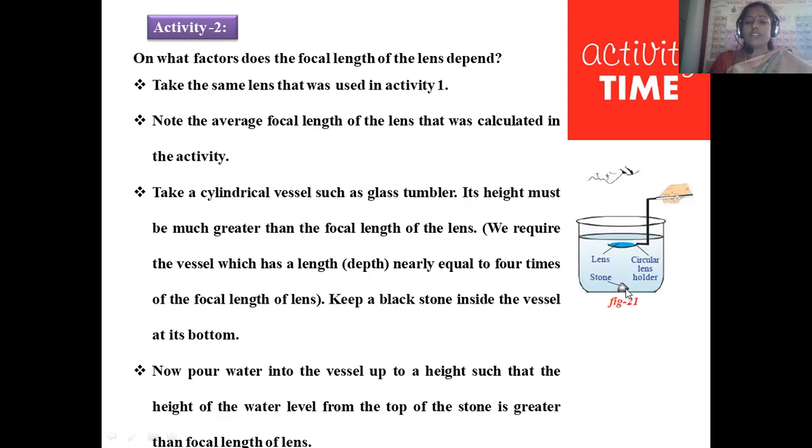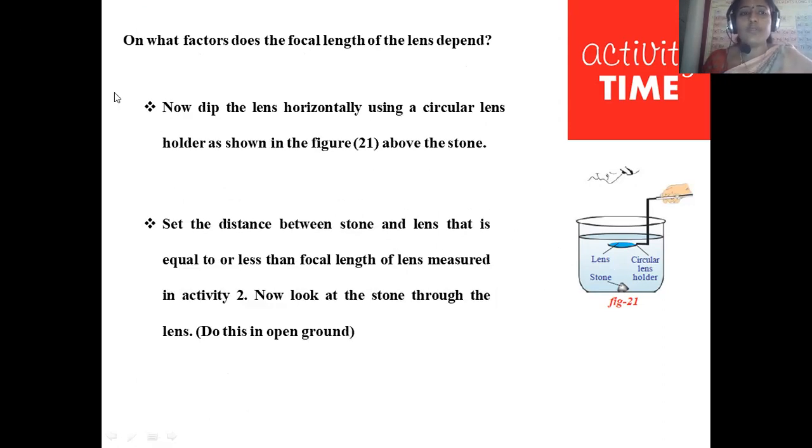And here one stone is kept at the bottom, and this container should be filled with water now, right? So here two different mediums are there. One is air and the second is water. Air becomes a rarer medium and water will become the denser medium here. Now pour water into the vessel up to a height such that the height of the water level from the top of the stone is greater than the focal length. For example, if the focal length value is 5, you have to fill more than that height only. So these are the precautions we have to take in this activity.